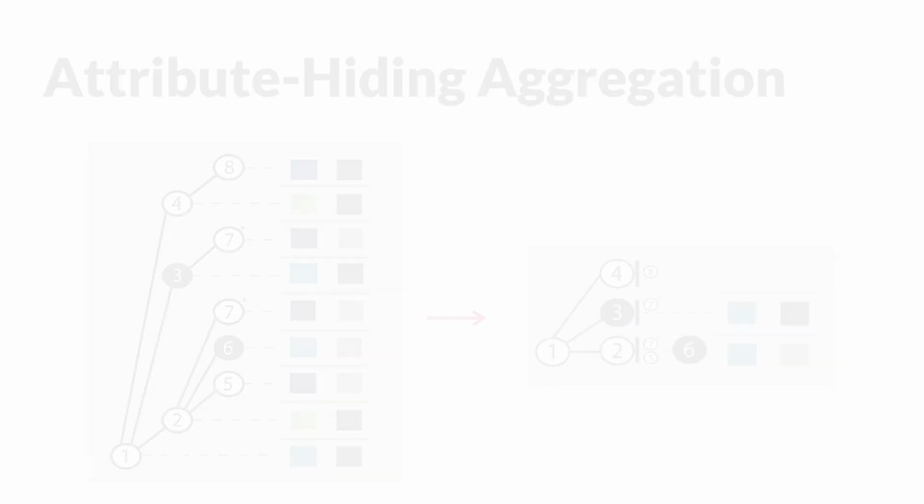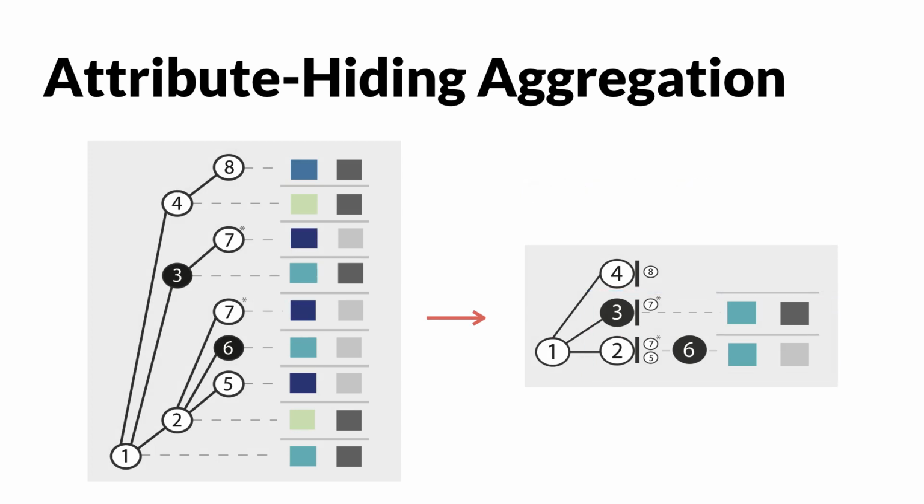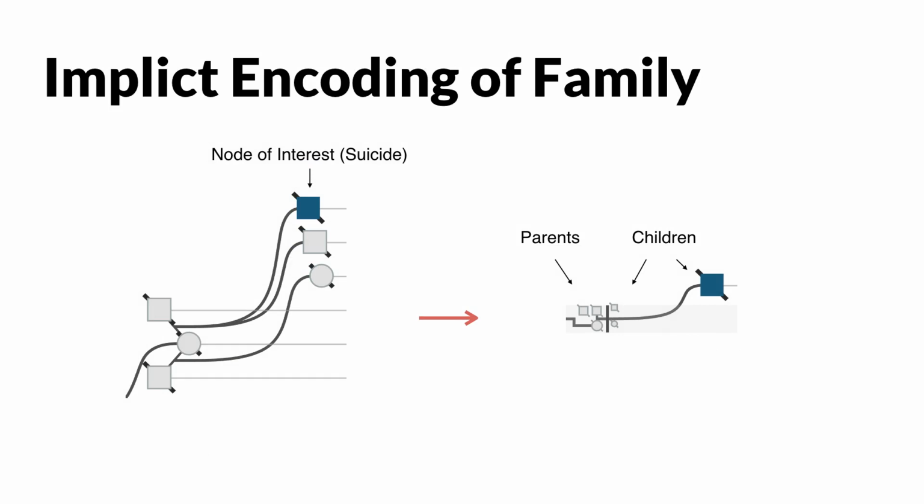A more aggressive method is attribute hiding. With this approach, only the nodes of interest are assigned unique rows in the table. All the other nodes are hidden behind these nodes and are not represented in the table. To visualize aggregated families, we use an implicit encoding. Parents are placed to the left of a line, children to the right. The nodes colored in blue represent people who have the phenotype of interest, suicide in this case.